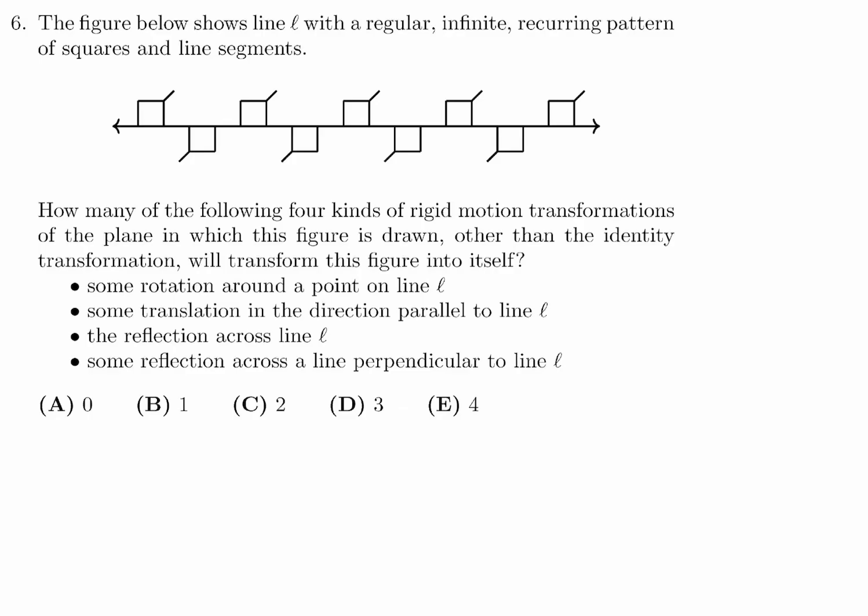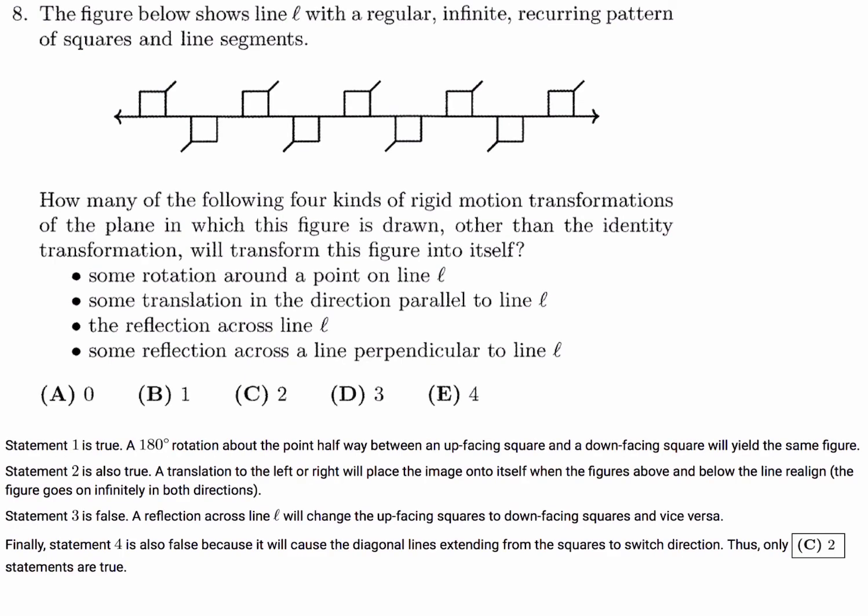The figure below shows line L with a regular infinite recurring pattern of squares and line segments. How many of the following 4 kinds of rigid motion transformations of the plane in which this figure is drawn, other than the identity transformation, will transform this figure into itself?